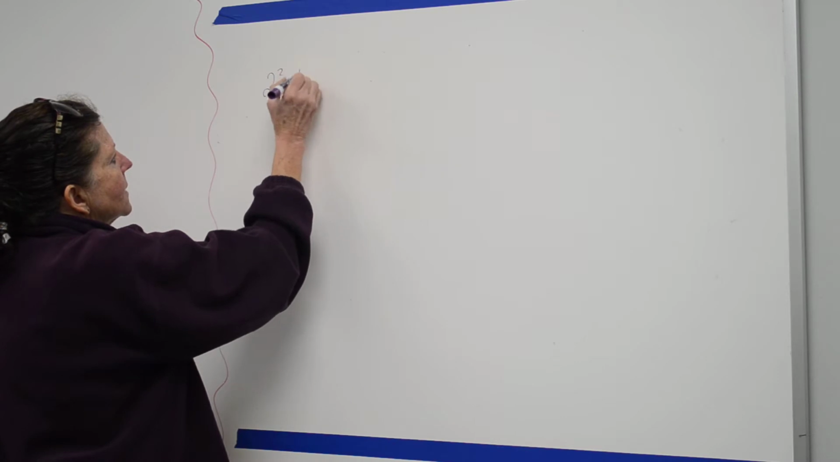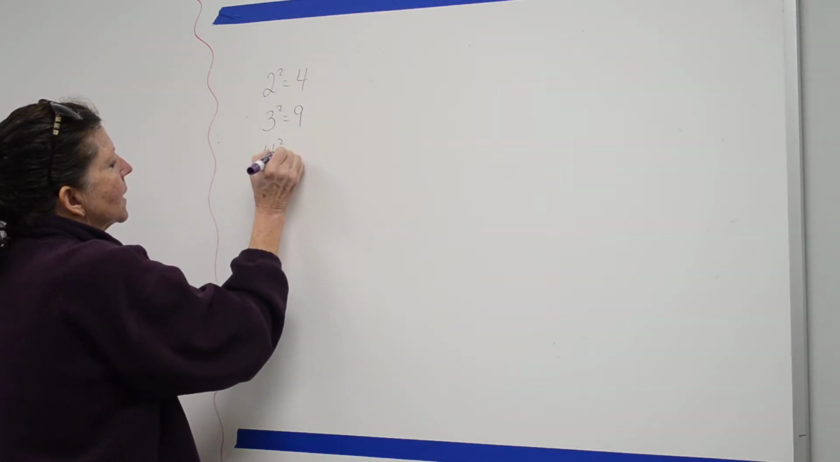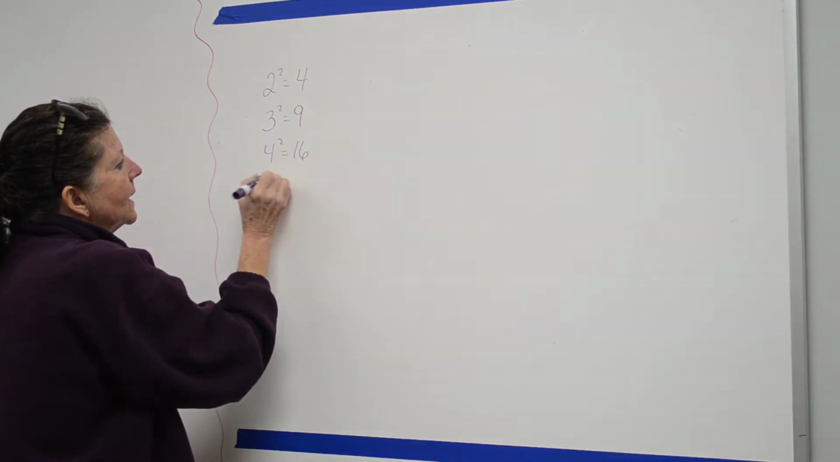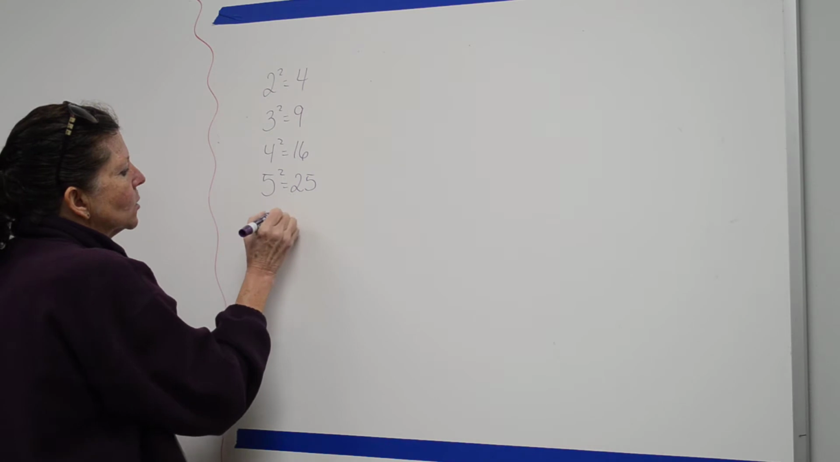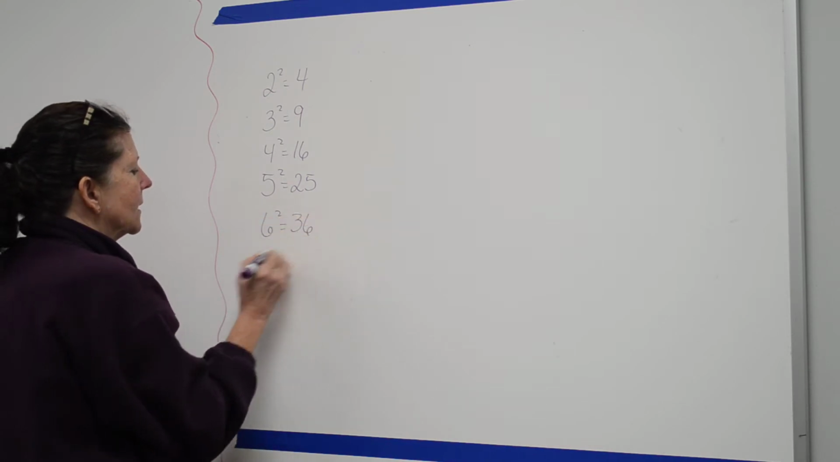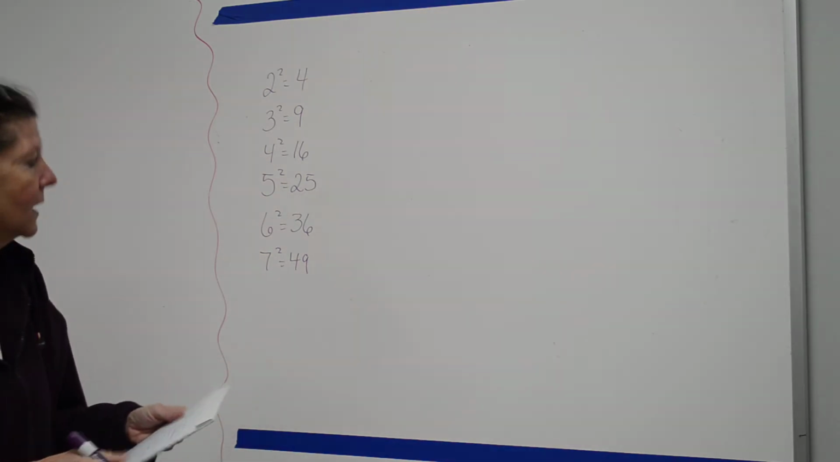2 squared is equal to 4, 3 squared is equal to 9, 4 squared is equal to 16, 5 squared is equal to 25, 6 squared is equal to 36, 7 squared is equal to 49, and you could keep going, but that's probably enough.